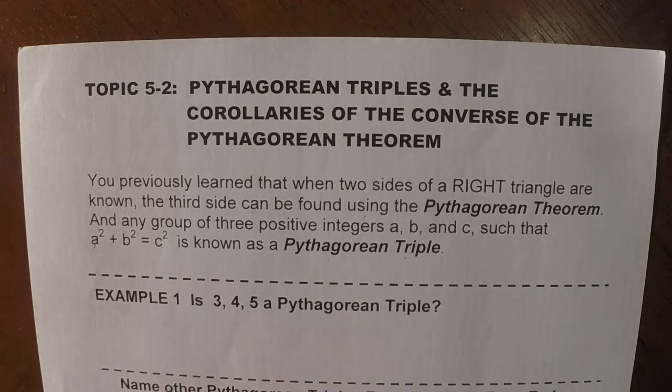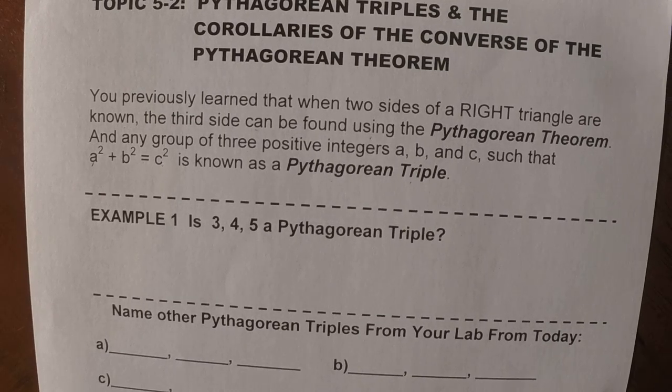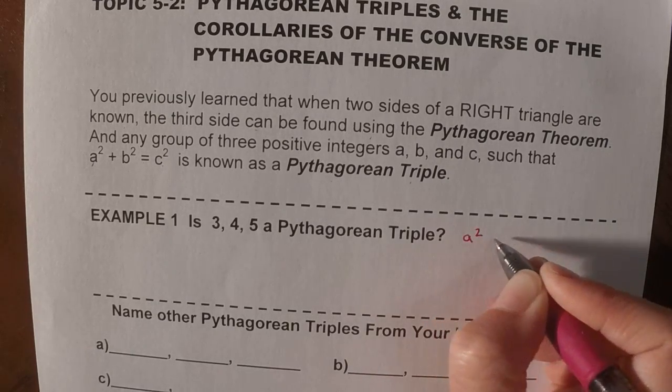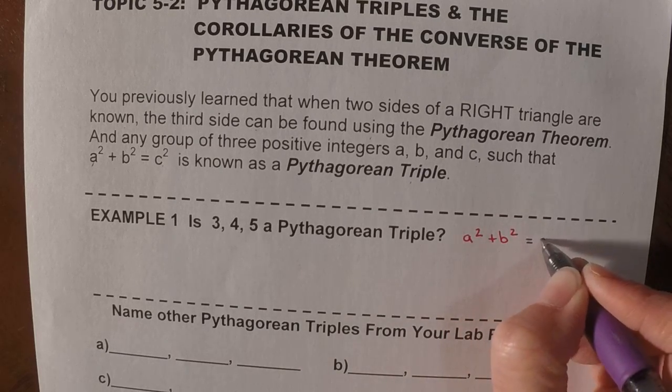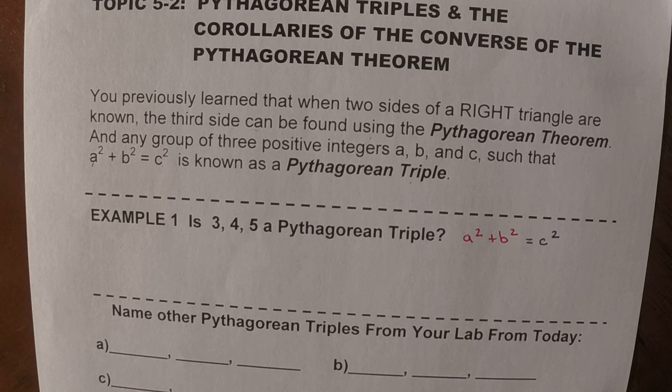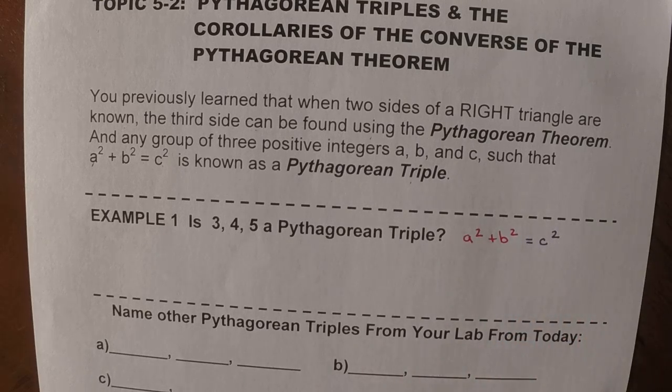So if they give you a set of numbers, like in example 1, and they ask you, is this a Pythagorean triple? The first thing you have to figure out is which ones would be a, b, and c. Because remember, we have a squared plus b squared, and that should equal my c squared. So in order to see if it is a Pythagorean triple, we have to plug it in, but we need to know which one is which. So we talked about how the largest side is opposite the largest angle. So C should always be the largest side.